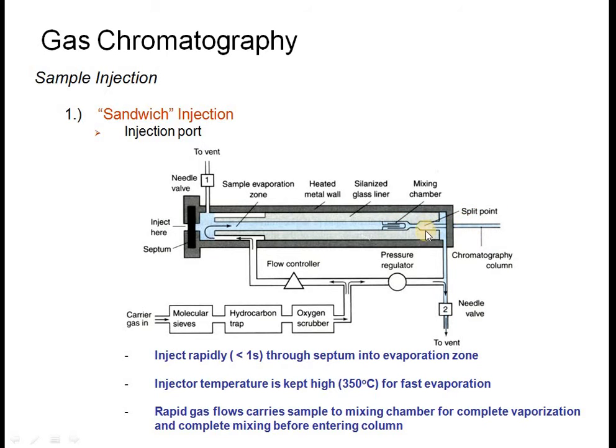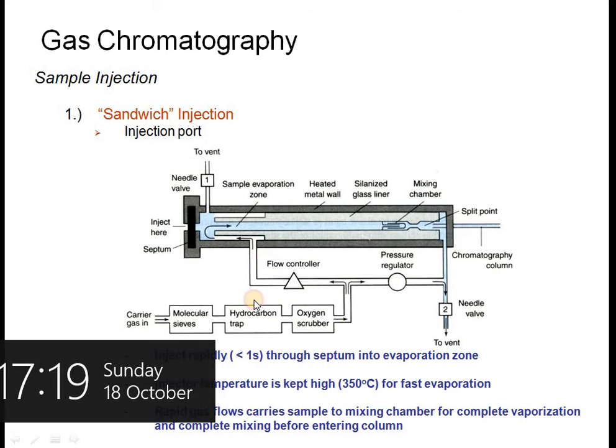Split point, and there is this path. Flow controller, pressure regulator and needle valve to vent. Here is the oxygen scrubber, hydrocarbon trap, molecular sieves and carrier gas. Carrier gas passes in this port, through the molecular sieves, hydrocarbon trap and oxygen scrubber, and goes this way. Here it goes to the flow controller and here it goes to the vent.